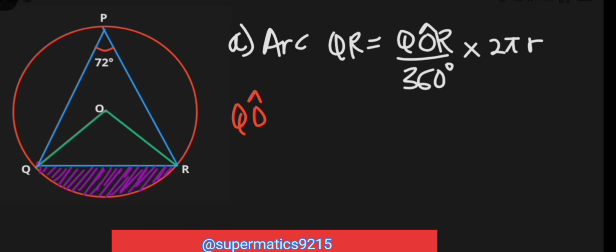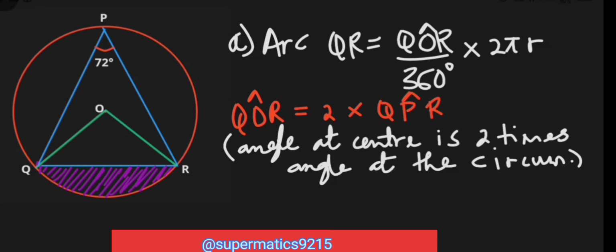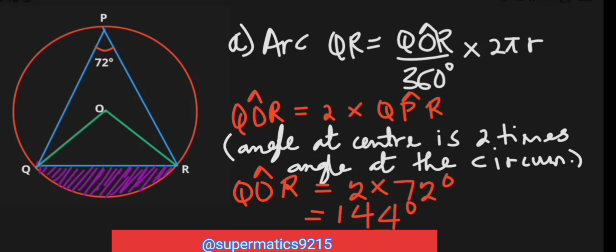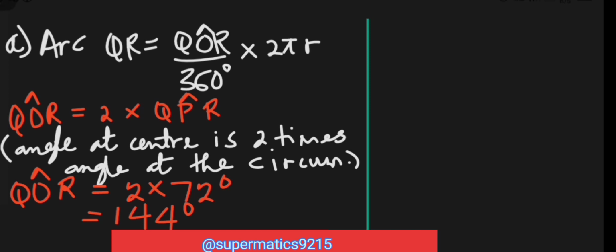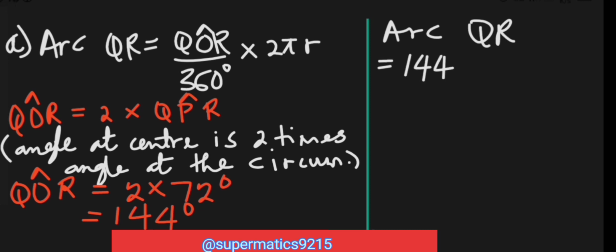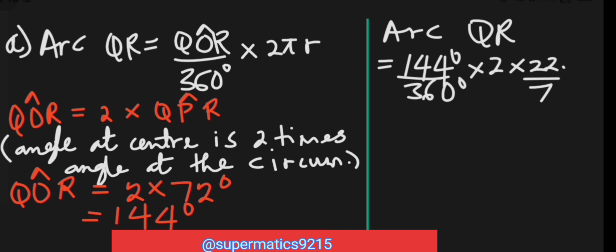Angle QOR is going to be twice the angle at the circumference, which is angle QPR. This is because the angle at the center of the circle is twice the angle at the circumference. So angle QOR is 2 times 72 degrees, and that is 144 degrees. Now, with the radius of the circle given as 35 centimeters, arc QR is going to be 144 over 360 times 2. We're told to use 22 over 7 for pi, then times 35 centimeters. This gives, when calculated, 88 centimeters as the length of the arc QR.